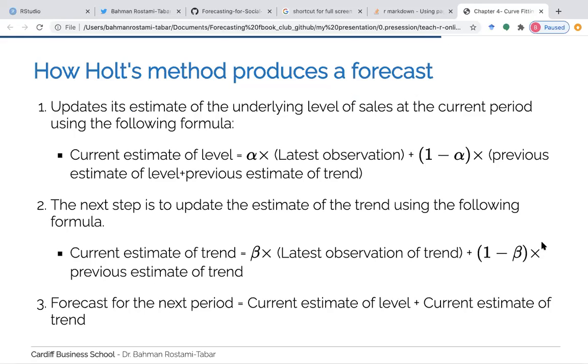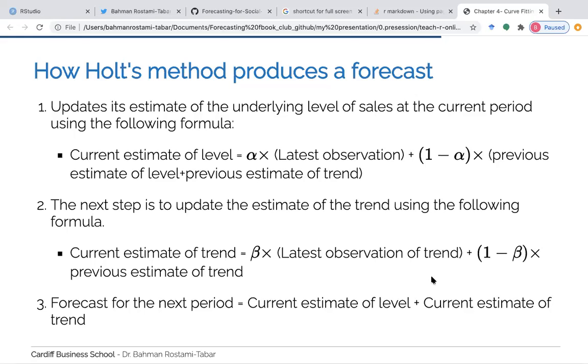So how does Holt produce a forecast? It updates the estimate of the underlying level of the observation at the current period using this formula. The current estimate of level is equal to alpha times the latest observation plus 1 minus alpha times, now I have to add something related to the trend, the previous estimate of the level plus the previous estimate of the trend. So that's the difference between this equation and the equation with SES.